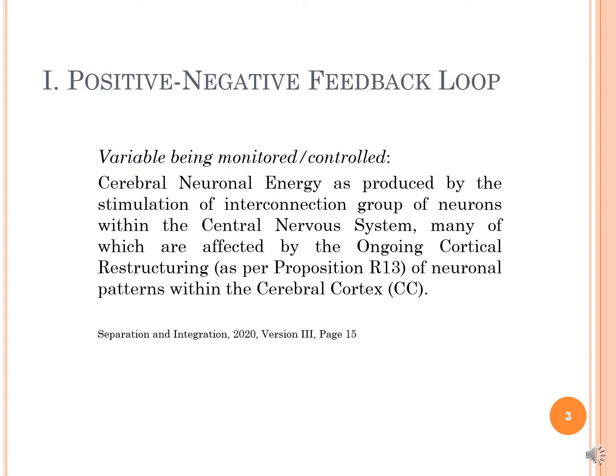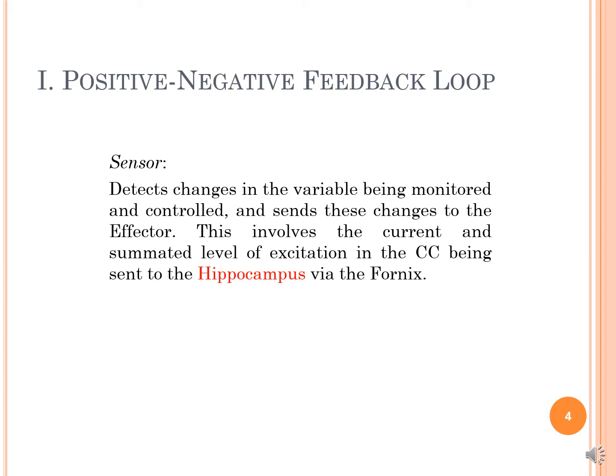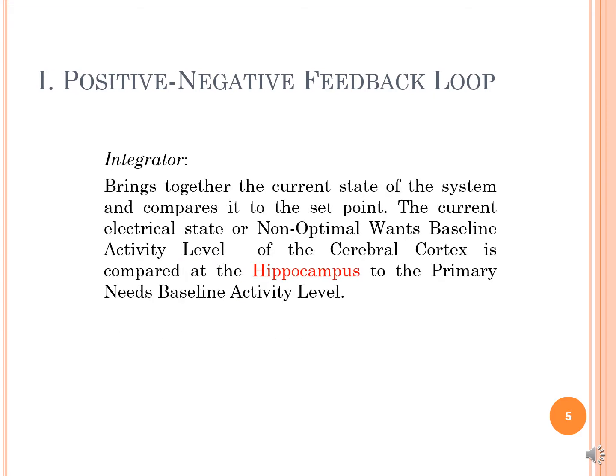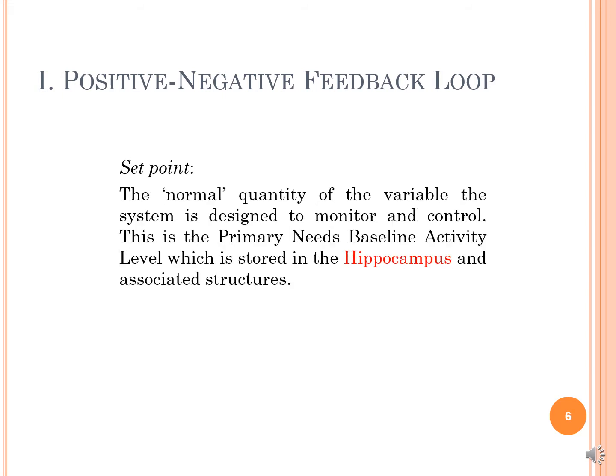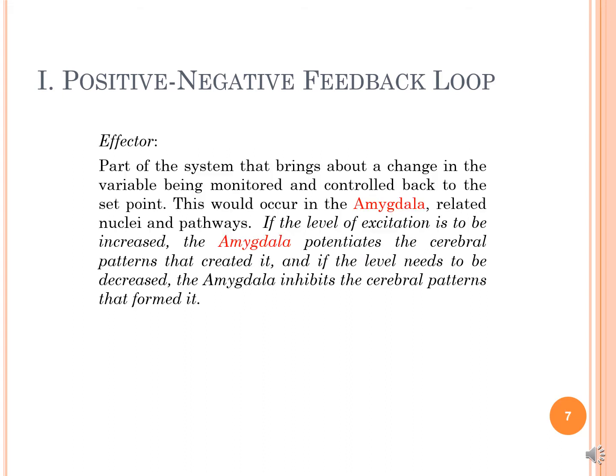We have the variable being monitored and controlled, then you have the sensor, then you have the integrator, then you have the set point. For this one, it is the primary needs baseline activity level, which I theorized is in the hippocampus. And then the effector, and that's in the amygdala.